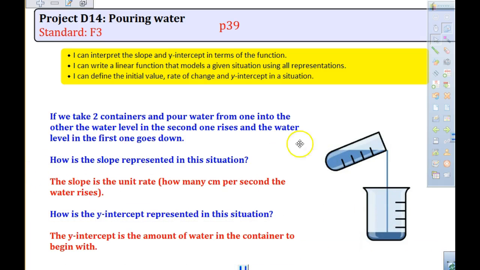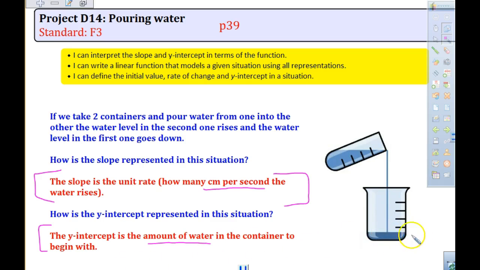This, right here, was in that box. It says, how is the slope represented? I need you to write, the slope is the unit rate. How many centimeters per second the water rises. How is the y-intercept in this situation? The y-intercept is the amount of water in the container to begin with.